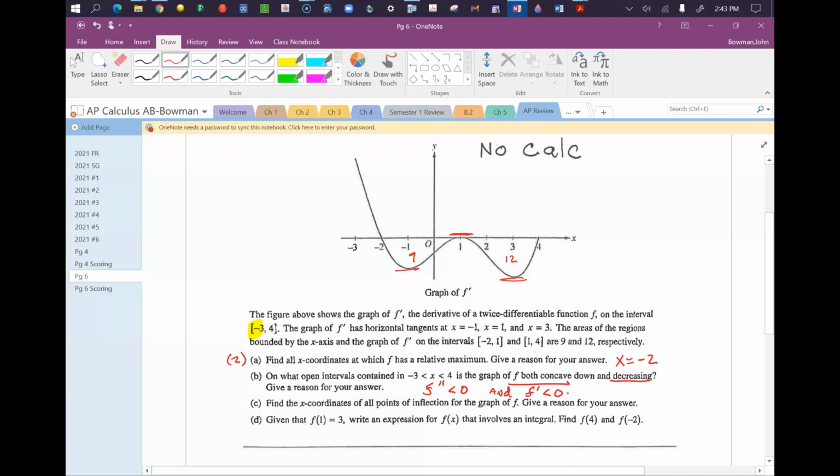So f double prime is the slope of f prime. So effectively what we're saying is f prime has to be decreasing and f prime has to be negative for f to be concave down and decreasing. Where does that happen? That happens from -2 to -1, because we're using open intervals, and from 1 to 3.